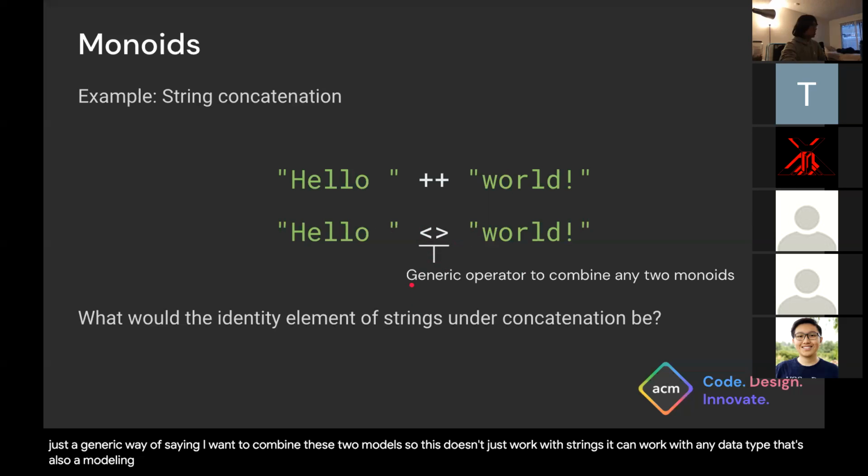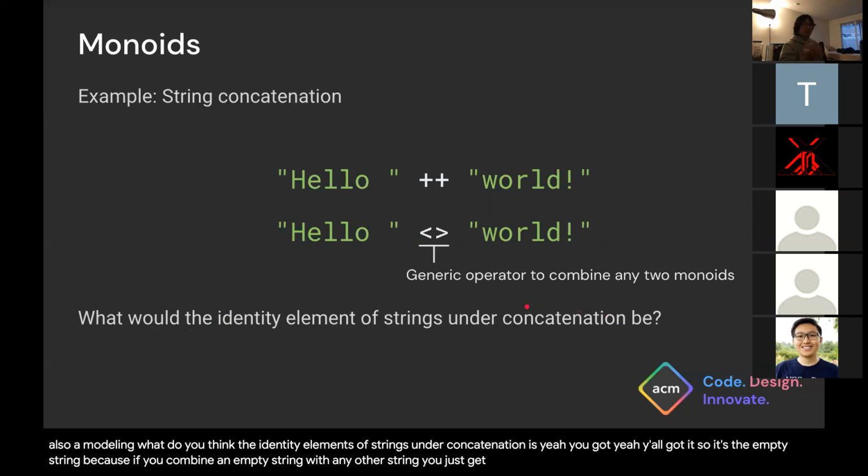So question to the chat. What do you think the identity element of strings under concatenation is? Yeah, y'all got it. So it's the empty string. Because if you combine an empty string with any other string, you just get the same string, right?